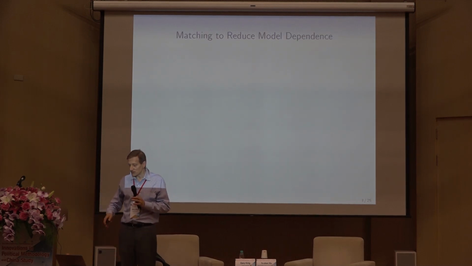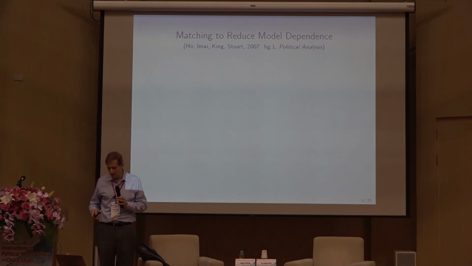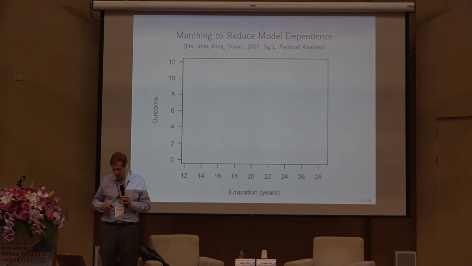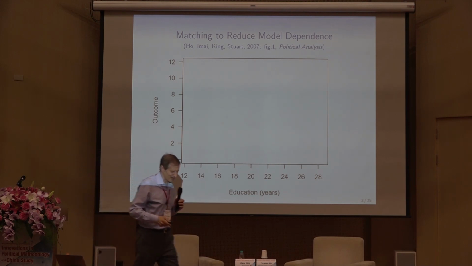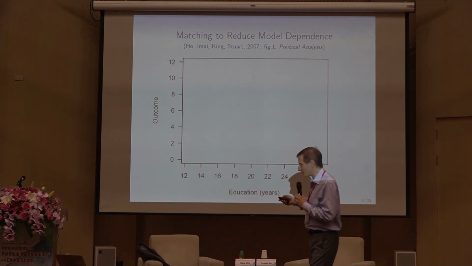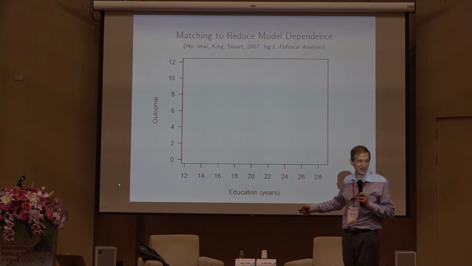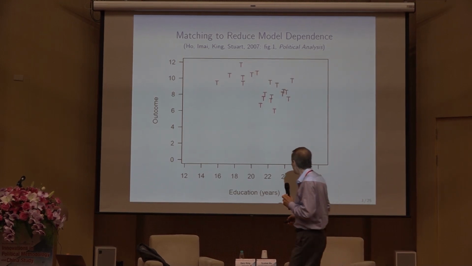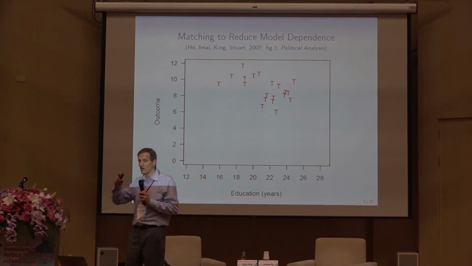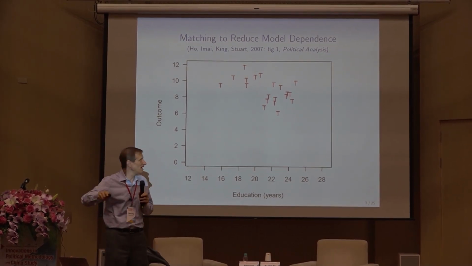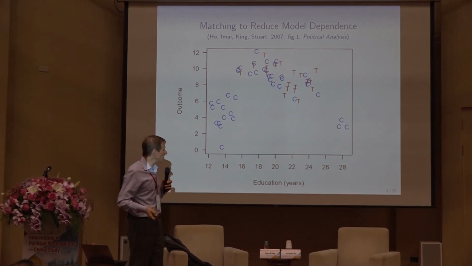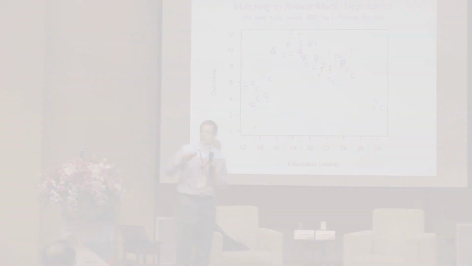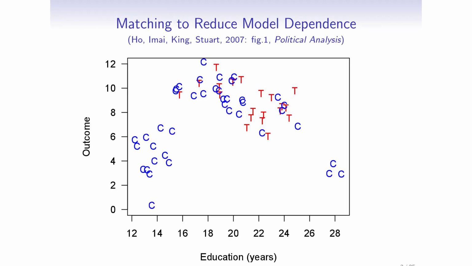So let me start with matching to reduce model dependence. This is a figure from a paper that we wrote in Political Analysis in 2007. So we have education on the horizontal axis, and this is a hypothetical data set, which I didn't even go so far as to make up the actual name for the outcome variable. So these are some treated units, where your treatment variable is, let's say, a 1, and these are some control units where your treatment variable is a 0. Okay, and the goal here is to figure out what's the effect of T versus C, treatment versus control, on the outcome holding education constant. That's sort of what we want to do.